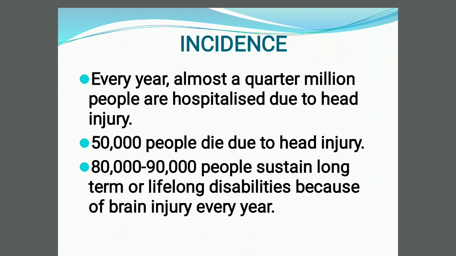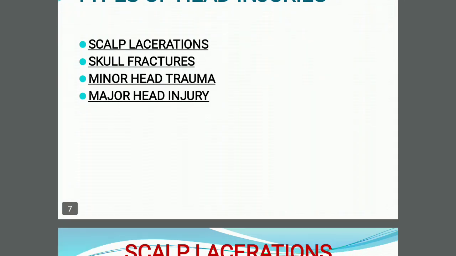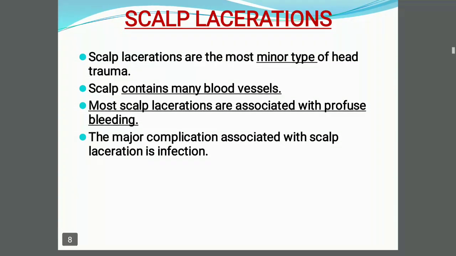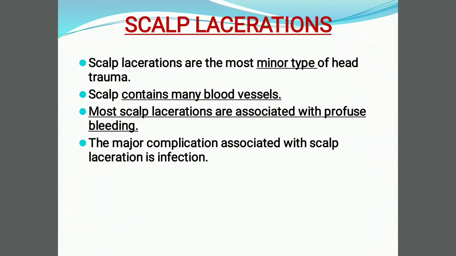Now, the classification or the types of head injury, I'm going to discuss one by one. That is the scalp lacerations, which is one minor type of head injury or head trauma. Mostly it is associated with profuse bleeding, since the scalp contains many blood vessels, and the major complication always associated with scalp laceration is infection.